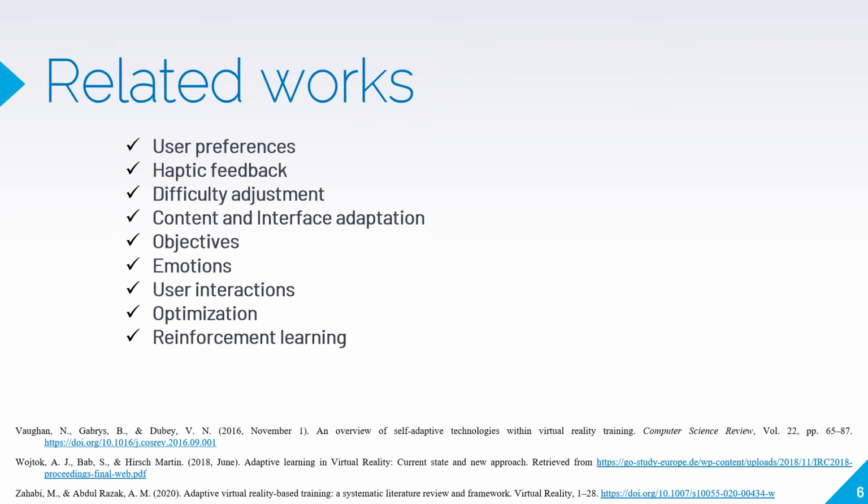Based on a study in the field of adaptation of virtual reality systems, the elements of adaptation conducted include user performance, active feedback, difficulty adjustment, objectives, emotion, user interaction, and optimization, in application areas such as education, military training, vehicle driving, and others. Those studies are based on a framework approach or basically the development of the system with those features.